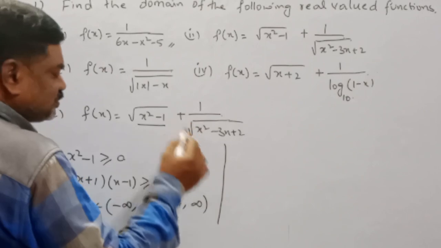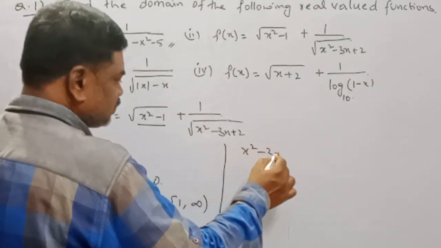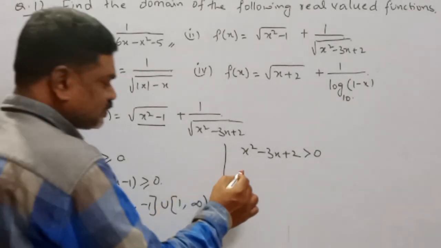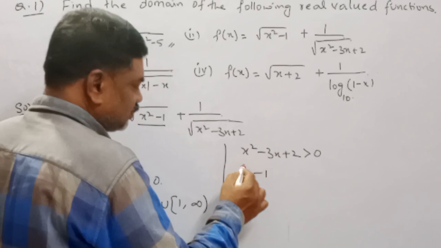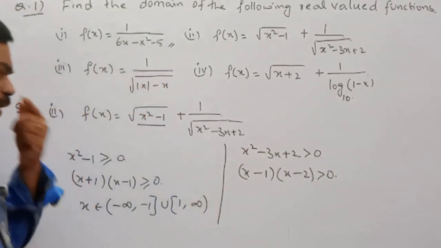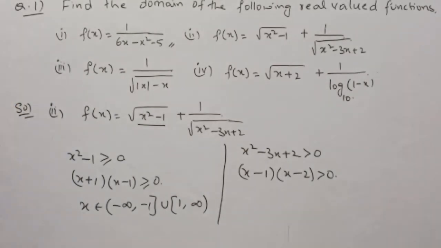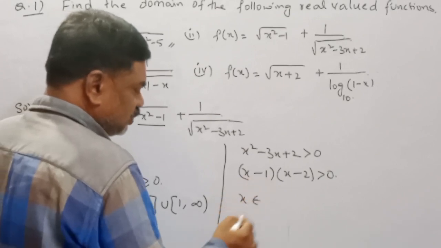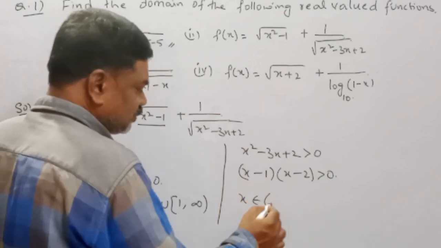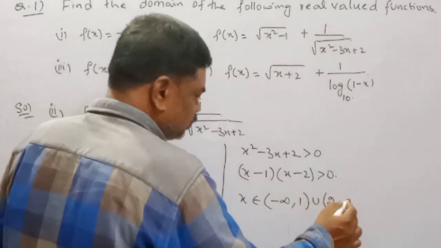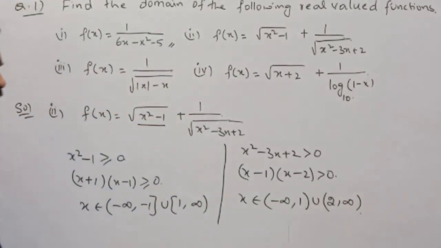Again you take x square minus 3x plus 2 greater than 0. So what are the factors of this one? X minus 1 into x minus 2 greater than 0. So this is x belongs to minus infinity to 1 open interval union 2 to infinity.